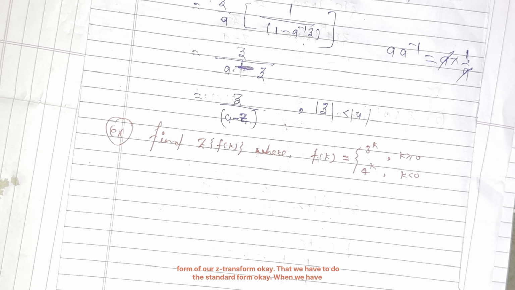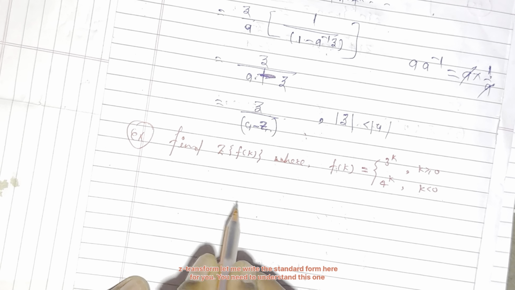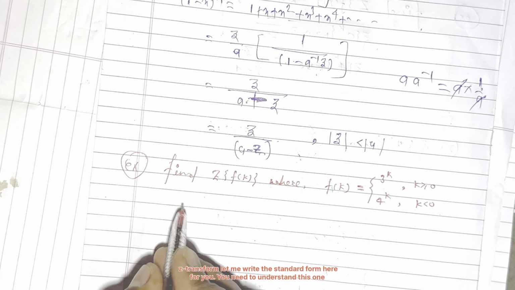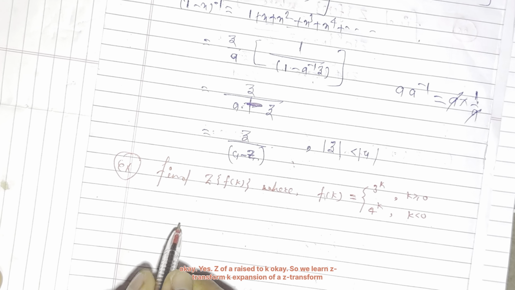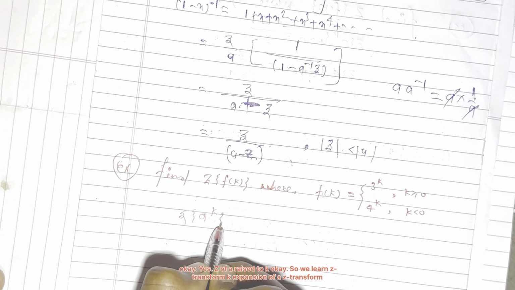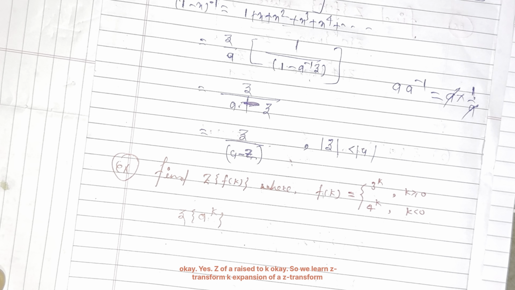We have our two standard forms. When we have Z of a raised to k, let me write the standard form here for you. You need to understand this one. Z of a raised to k. So we learn Z of a raised to k, the expansion of a Z transform.